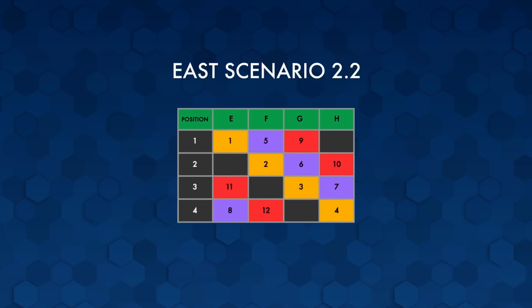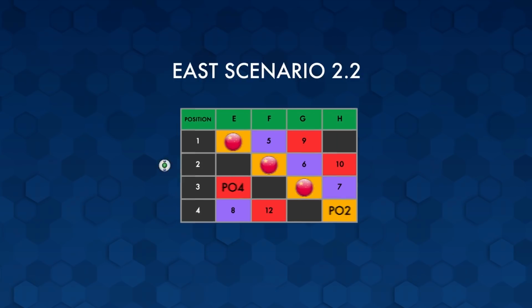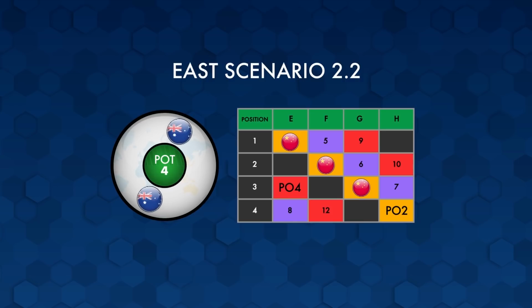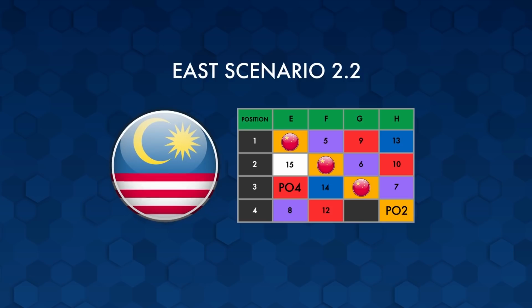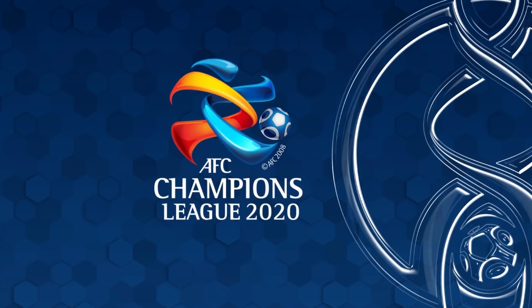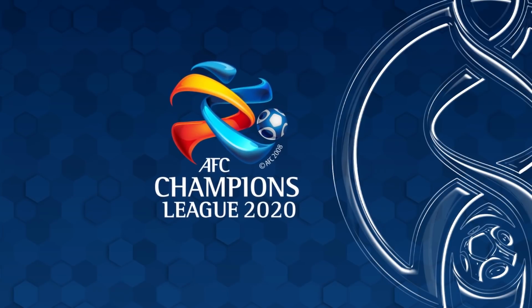East scenario 2.2. China comes first from country pot and then Pot 4 winner in Group E. First drawn club from Pot 4, Australia, will go to position H1, while second drawn clubs will go to position F3 respectively. Based on draw principles, Thailand League champion will go to the remaining available position in E2, while Malaysia League champion will go to position G4 accordingly. This will conclude the draw for the AFC Champions League 2020 group stage.